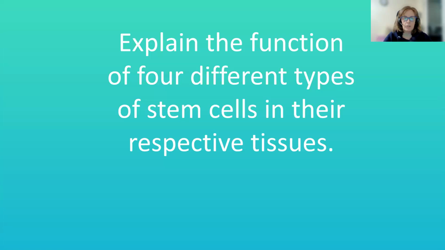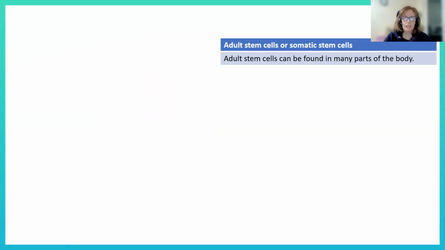So let's have a little look at the four different types of stem cells. So adult stem cells are found in many parts of the body. And you might have heard when people have certain types of cancers like leukemia, they have bone marrow transplants. So these are areas of tissue that are rich in stem cells, so they can replace some cells. But bone marrow cells can't become cardiac cells, for example, but they can become cells that are related to the blood and the immune system.